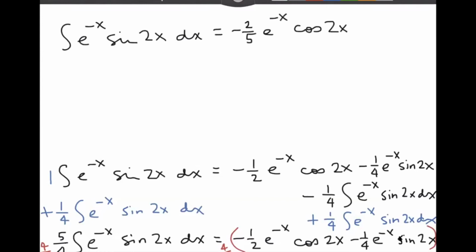And then 4/5 times negative 1/4 is negative 1/5. So that's minus 1/5 e to the negative x sine 2x.